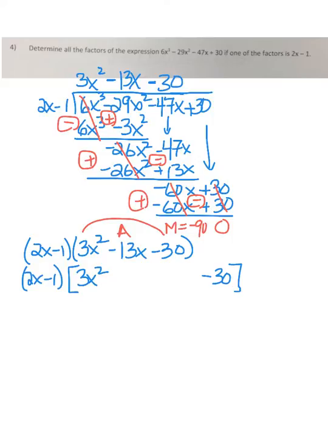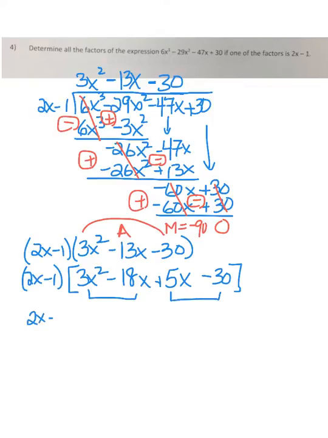Okay. And now let's figure out what multiplies to negative 90 and adds to negative 13. So you can go to your calculator if you don't know. Go to your y equals and plug in negative 90 divided by x. All right, so you should end up with a negative 18x and a positive 5x. Okay, we're going to group and we're going to group.